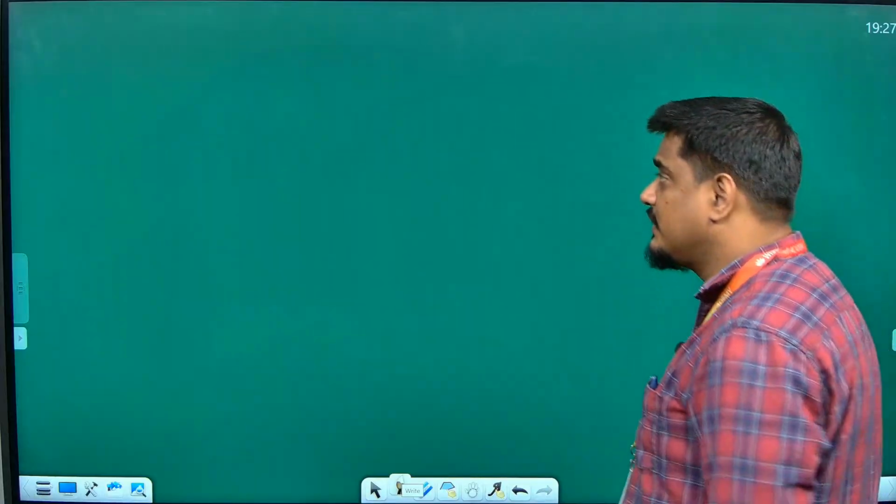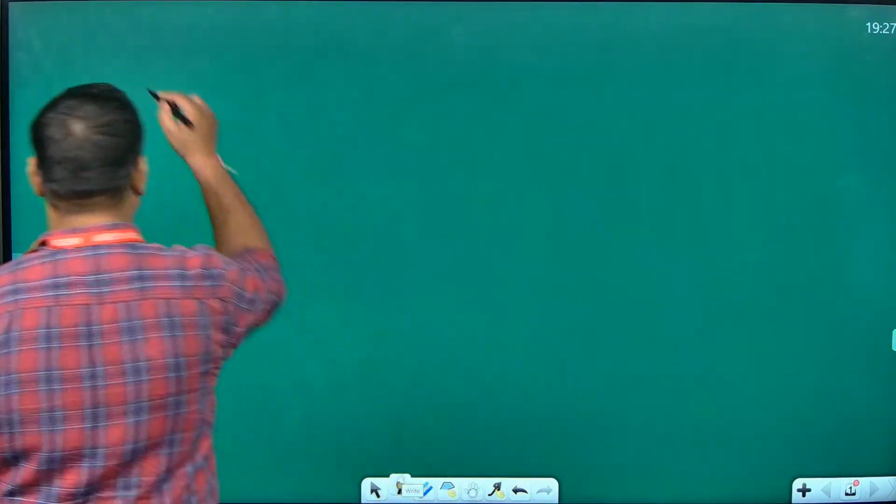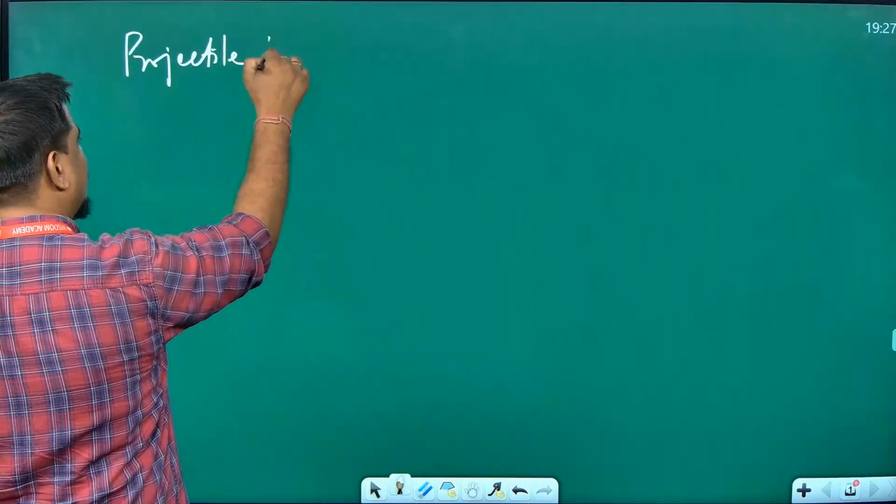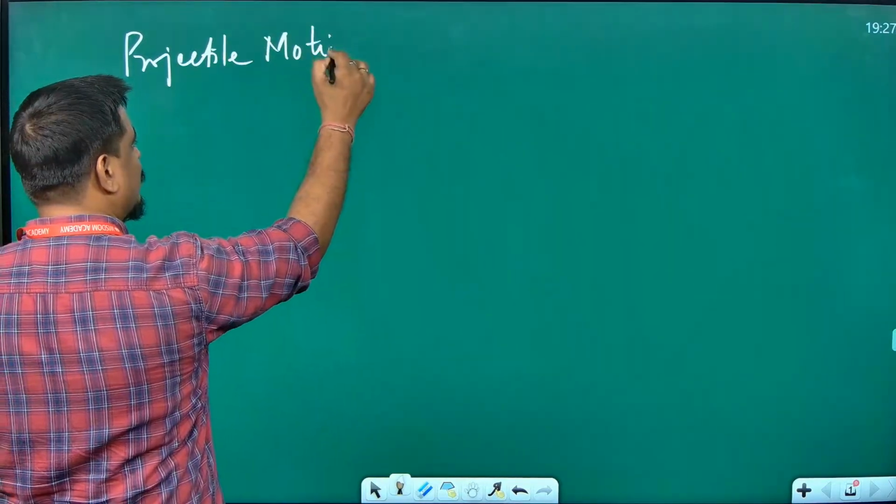If yes, then give the heading as projectile motion. Everybody sitting in the class, give the heading as projectile motion. Projectile motion.